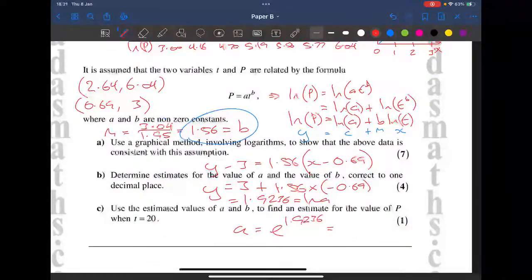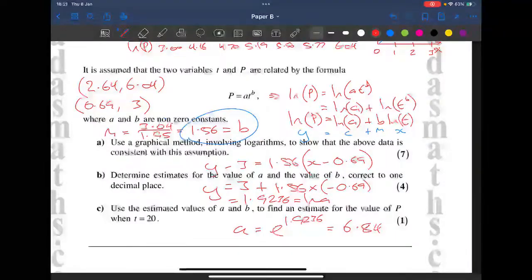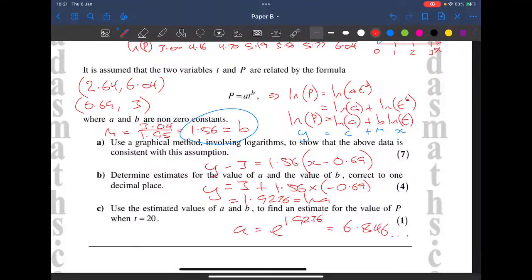So doing that, what do we get? E, where's e? E's there. E to the power of the thing we just found gives us a number of 6.846. Yeah, lovely. So a bit strange here.